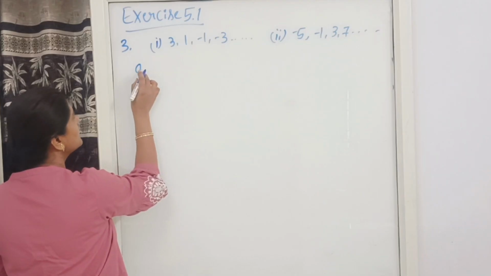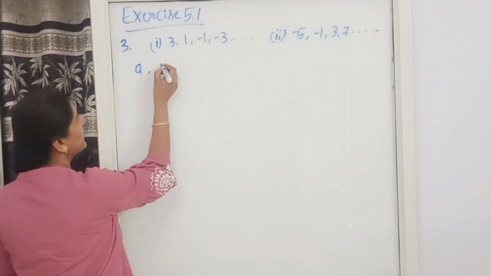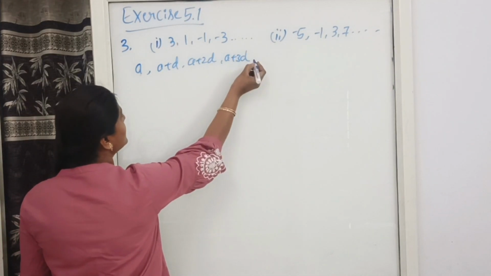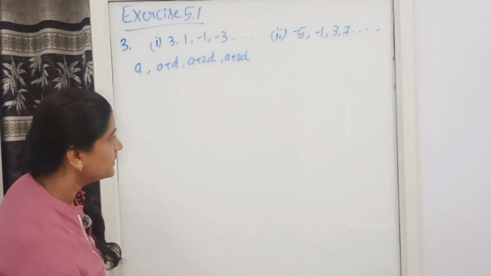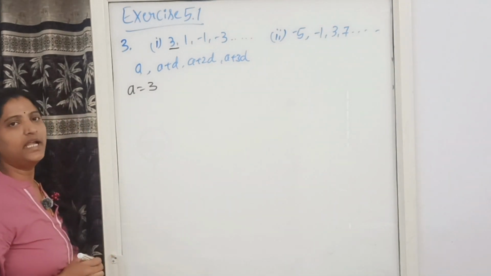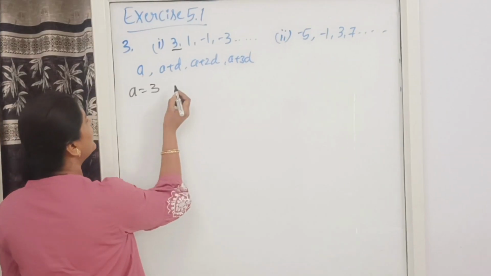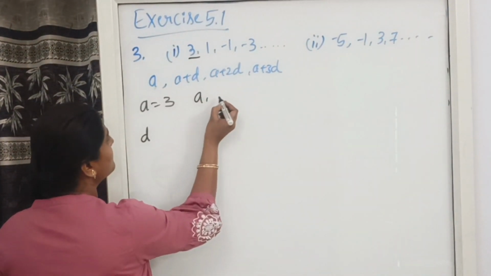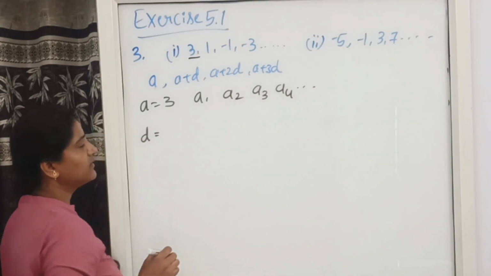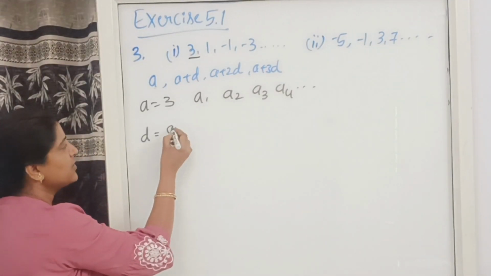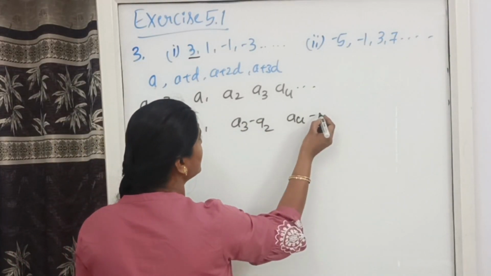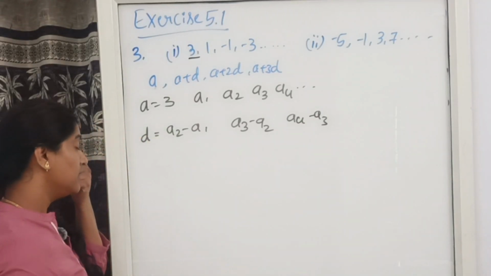So the AP forms like the first term A, then A plus D, A plus 2D, A plus 3D, like this only, right? So here always the first term is A. They are asking us to write the first term and common difference. And how will you find the common difference? A1, A2, A3, A4 are there, no? The difference between successive 2 terms: A2 minus A1, A3 minus A2, A4 minus A3. So like this we need to check.